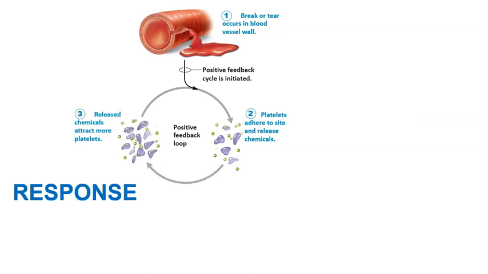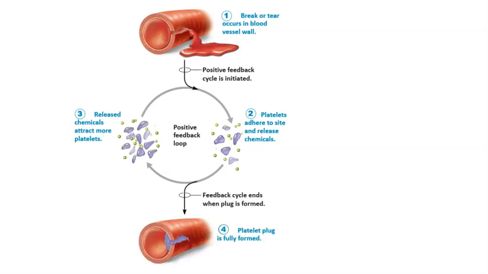Additional platelets that are attracted to the site will release those chemicals as well, and in turn that's going to recruit even more platelets to the site. And eventually the platelets are going to form a plug that starts to grow in size as more and more of these platelets are brought to this wound site. So once the platelet plug is large enough to seal up the wound, the feedback cycle of the recruiting platelets is broken, and that's when the positive feedback cycle will end.